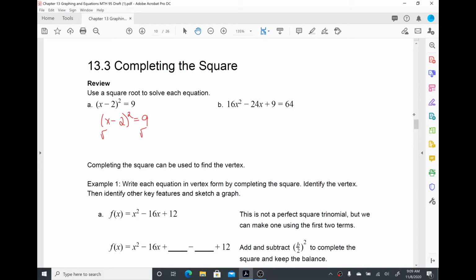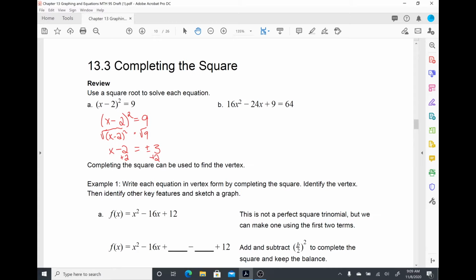And when you take the square root of something that is squared, the square root and the square will cancel each other, leaving you with just x minus 2. And when you have the square root of 9, there are two answers. You've got positive 3 and negative 3 that come out. So we'll say plus or minus 3. And now we'll add 2 to both sides.